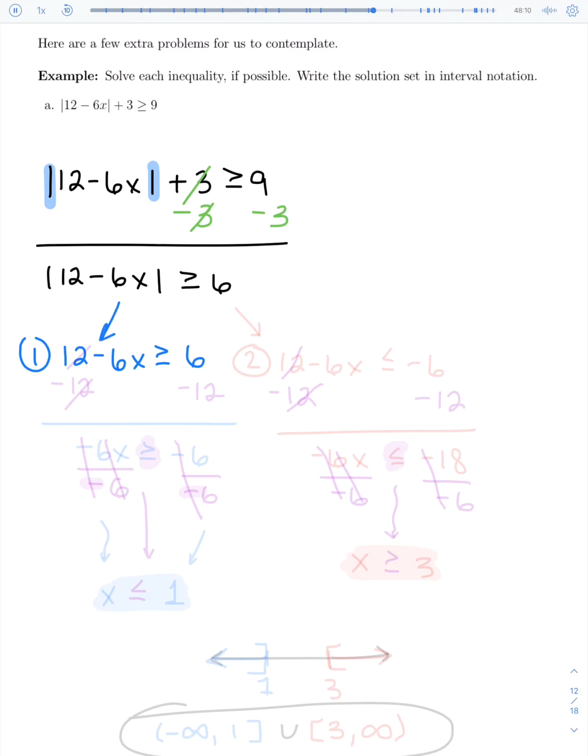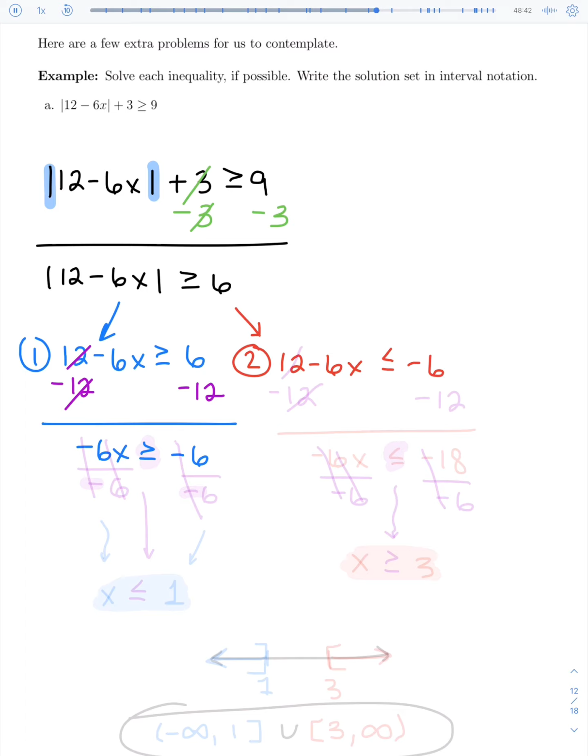That's your positive version. And then we can take a look at our negative version, which is still going to leave the 12 minus 6x from inside the absolute value the same, but we'll have a negative 6 and we'll switch the direction of the inequality on the negative version. So solving this, the first thing that we need to do starting on the first inequality is subtract 12 from both sides, which gets us a negative 6x is greater than or equal to a negative 6.